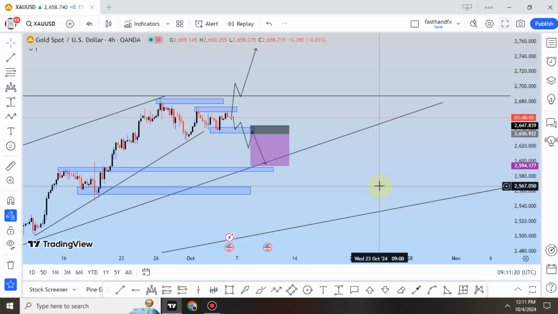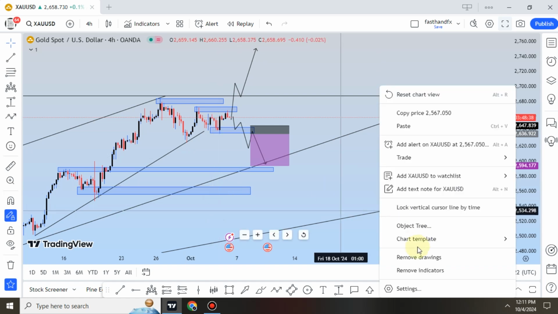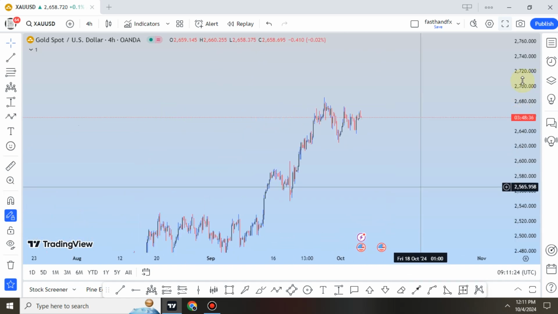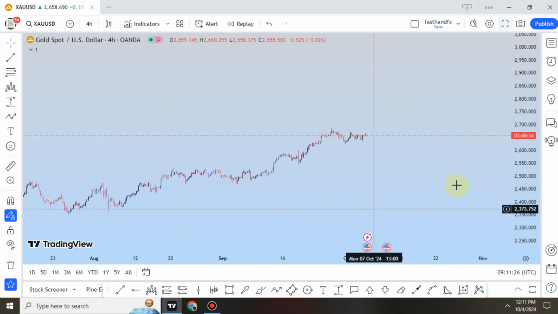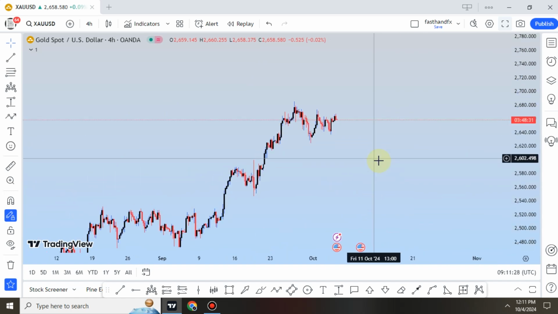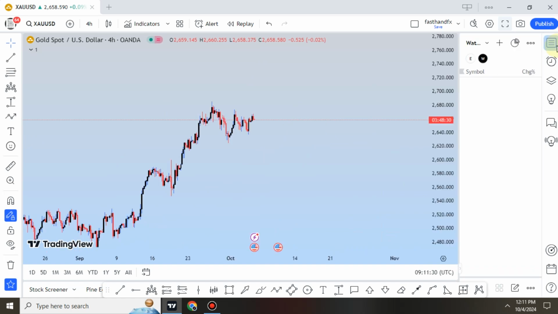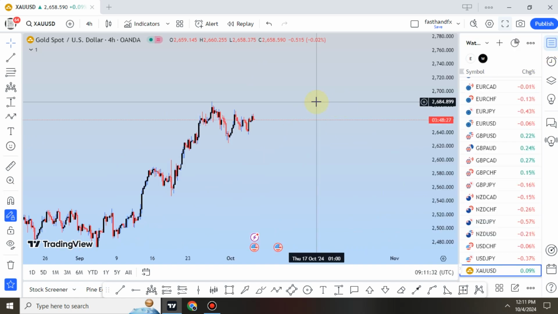So before anything, guys, make sure you have all the confidence. I don't trade news, guys. Make sure you have all the confidence in this world before you look for your buys or sells in this market.